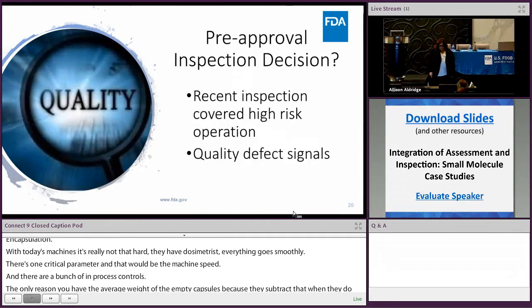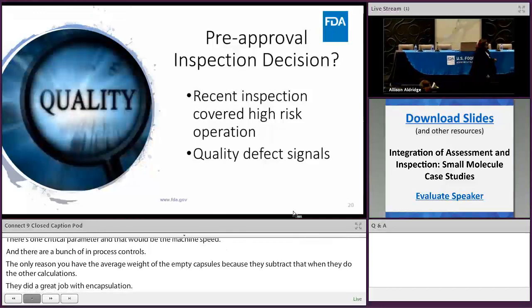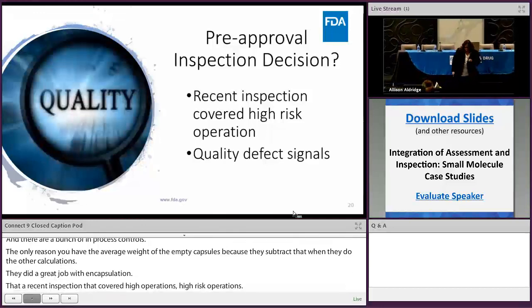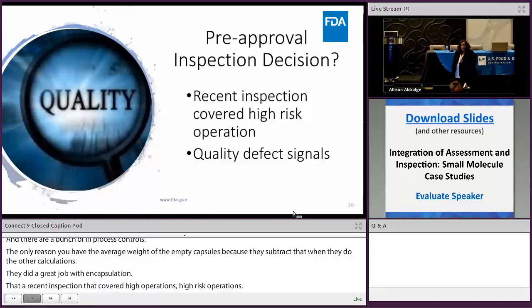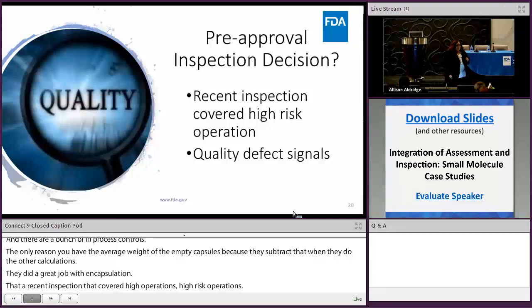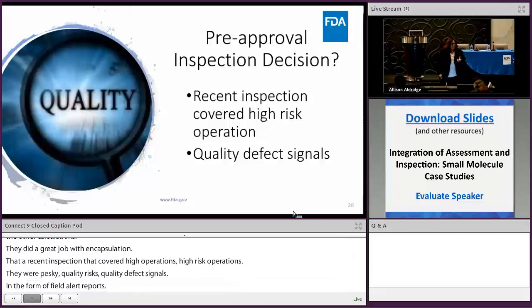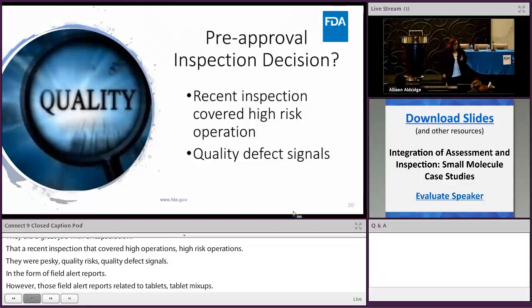So they had a recent inspection that covered the high-risk operations, but there were those pesky quality defect signals in the form of field alert reports. However, those field alert reports related to tablets, and they were tablet mix-ups. So it didn't necessarily add any risk to the capsule, because when they made capsules, everything always went smoothly.